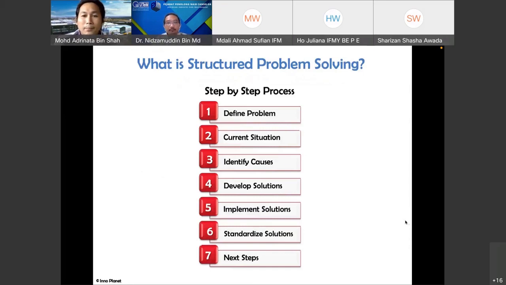Okay, structured problem solving is actually a step-by-step process. The first one is to define our problem. What is the current situation? So this is the why question. If we have a problem and need to define it, we need to justify what causes the problem. So what is the cause of our problem? And we need to develop solutions. Then after we develop the solutions, we discuss, implement and standardize the solutions, and repeat it again and again for the next steps to solve the problem.